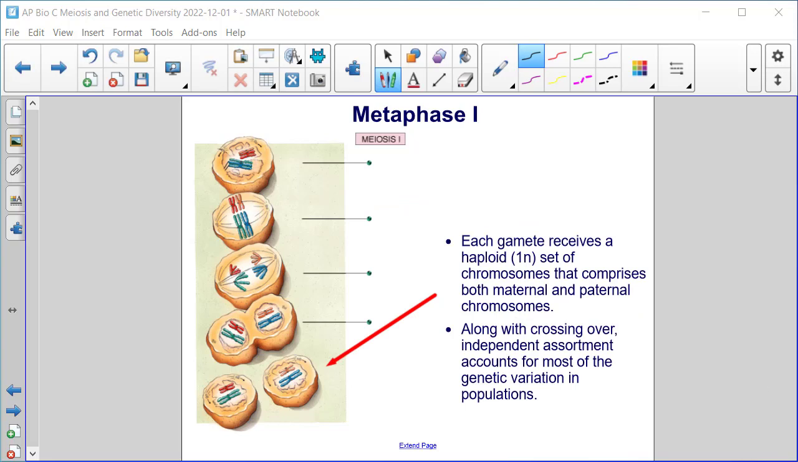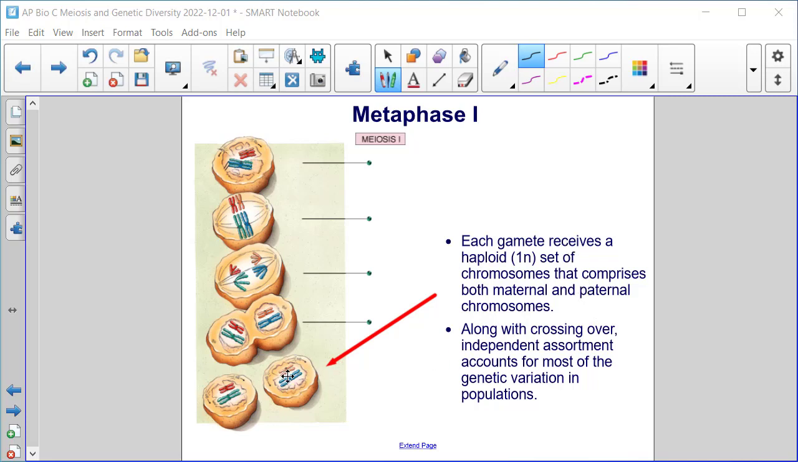Let's jump ahead just a minute so we can see a little bit more about this independent assortment. Look at these two haploid daughter cells. Each gamete receives a haploid or 1N set of chromosomes that is made up of both maternal and paternal chromosomes. See how there's some red and some blue in these daughter cells? Along with crossing over, independent assortment accounts for most of the genetic variation in a population.